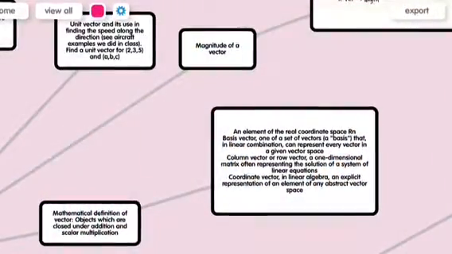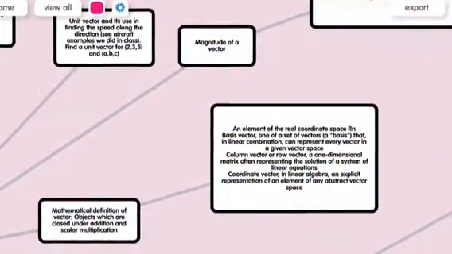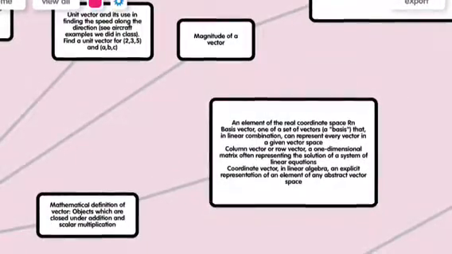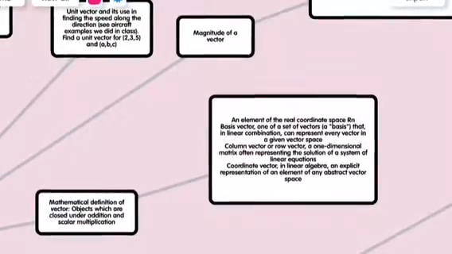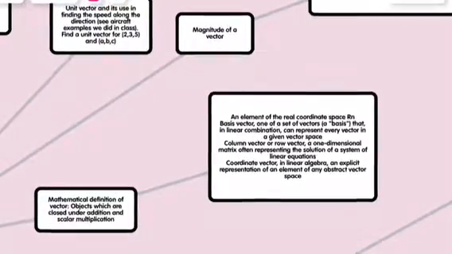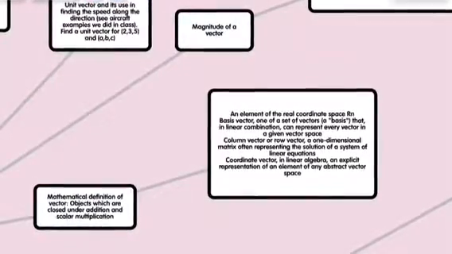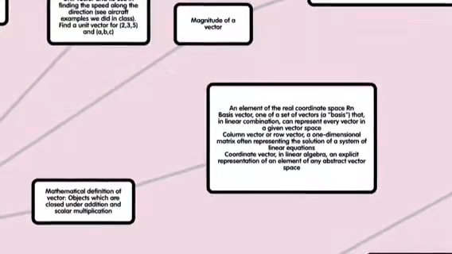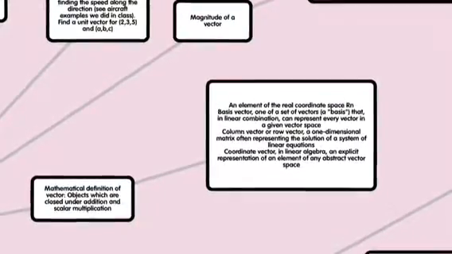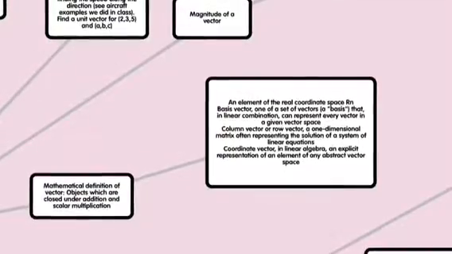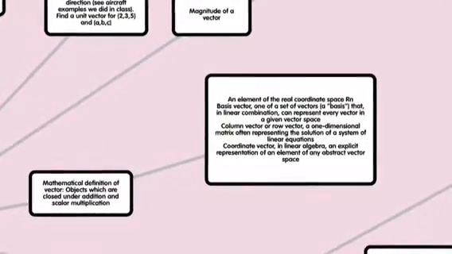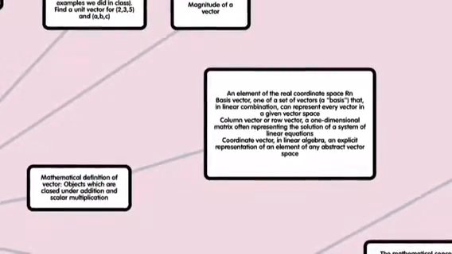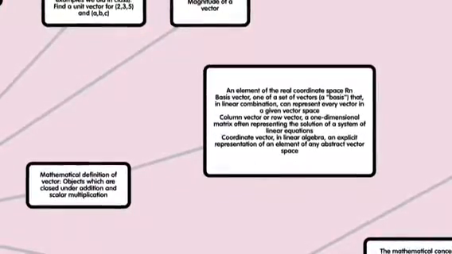Mathematical definition of a vector: an element of the real coordinate space. Basis vector: one of a set of vectors whose linear combinations can represent every vector in a given vector space. Column vector or row vector: a one-dimensional matrix often representing the solution of a system of linear equations. And finally, coordinate vector: in linear algebra, an explicit representation of an element of any abstract vector space.